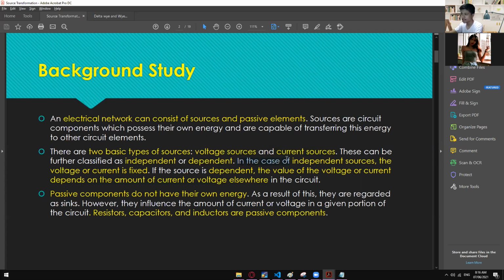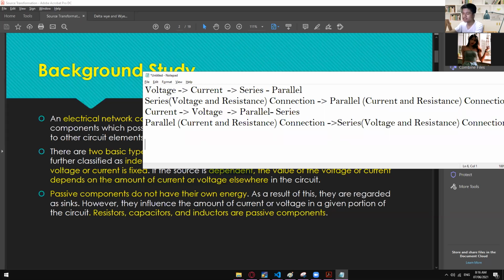Okay, so in the case of independent sources, it's very straightforward. The voltage or current is fixed, so whatever the value of that is, that's the final value of that voltage or current. However, for dependent sources, this might vary. For example, initially you have 5 volts, but this one depends on the current. So if the current changes, your voltage right here will change also, because this one could be 1 amp, this one could be 2 amps, this one could be 3 amps, depending on your computation with this current right here.